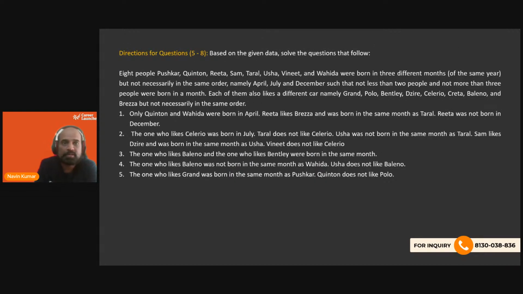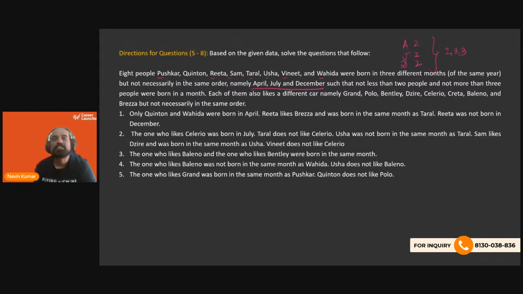8 people, P, Q, R, S, T, U, V, W, were born in 3 different months of the same year, but not necessarily in the same order, namely April, July, and December, such that not less than 2 people and not more than 3 people were born in a month. That means either 2 or 3 people were born in the month. Since we have 8 people and we have got April, July, and December, 2 people definitely were born in each of the 3 months, and we have a total of 8 people. That means 2 out of these 3 months, we have 3 people. So it's going to be 2, 3, 3 in any sequence, right?